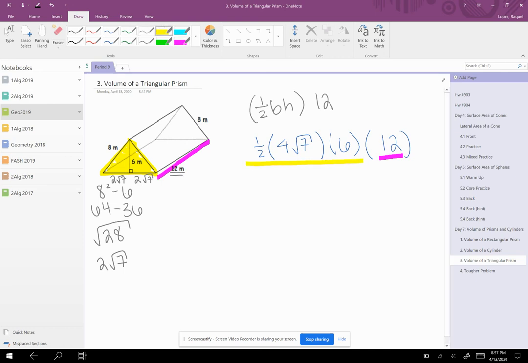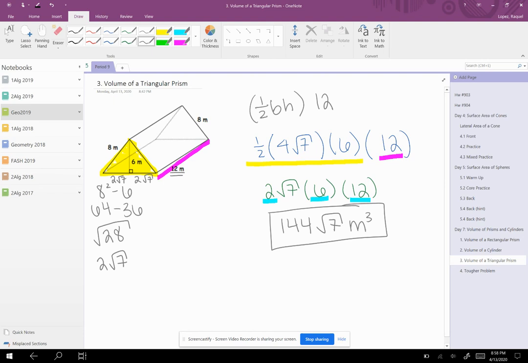So we've got area of our base times our height, and then we can just go ahead and start multiplying. Half of 4 root 7 is 2 root 7, so I have 2 root 7 times 6 times 12. And then remember, if we're multiplying radicals, we multiply the numbers on the outside. So I'm going to do 2 times 6 times 12, and that'll get you 144 root 7 meters cubed. Almost forgot my units.